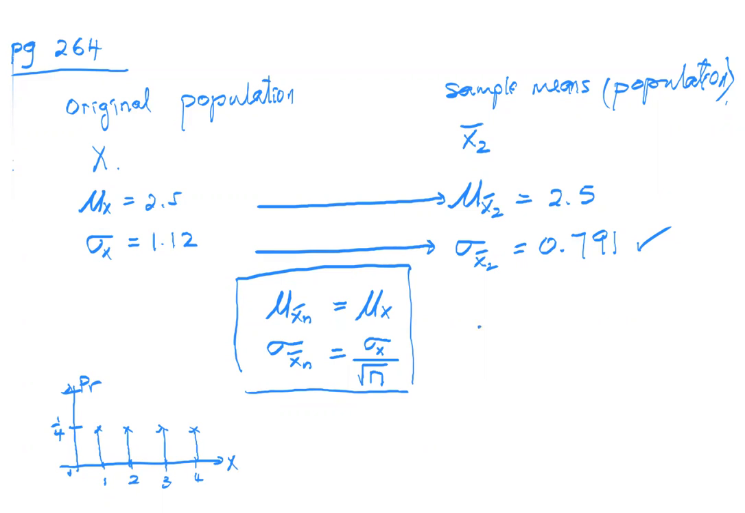But if we plot, can you please now plot the distribution of x bar that we have just now? Start with 1, 1.5, 2, 2.5, 3, 3.5, and the last one is 4. Please plot. Take your paper and plot, please.